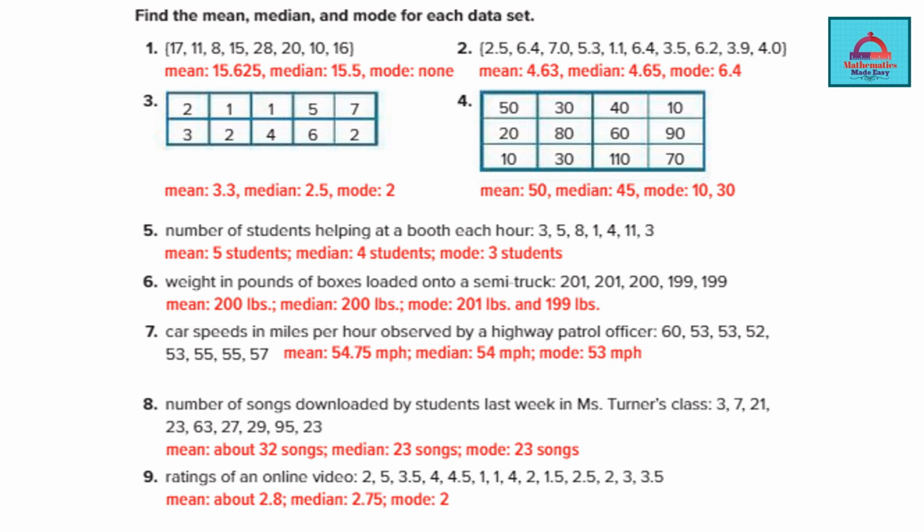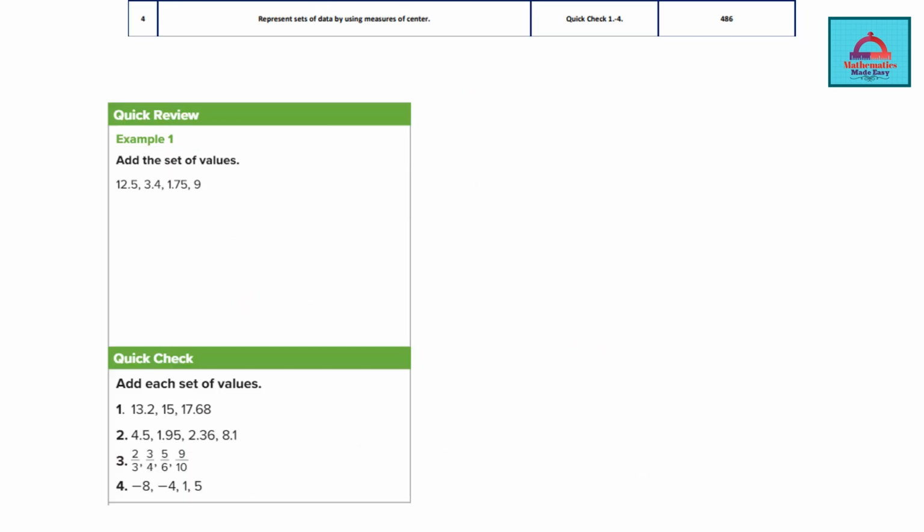So I hope you have understood how to find the mean, median and mode for different types of data sets. In this slide, I have given you from question 1 to question 9 all the answers in one slide so that you can check your answer, and this is how we are going to get the answer. Let's move on to the next slide.